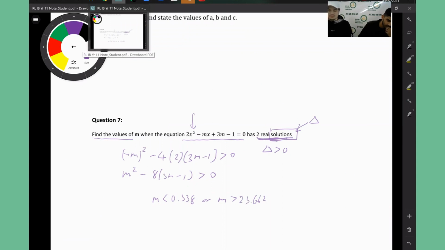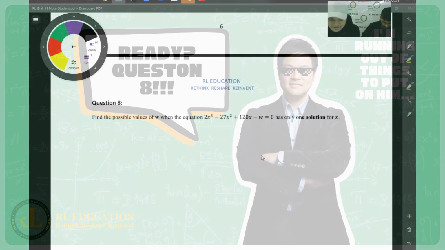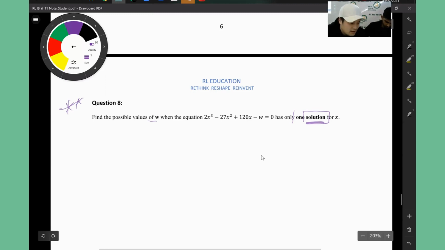Question 8, please. Go for question 8. All right, so this one, let me explain this to you. Find the possible value of W when this equation only has one solution. Remember this word solution. This is a very typical question in the IB exam. I don't care what level you are.